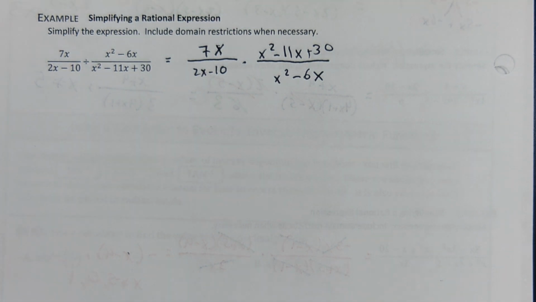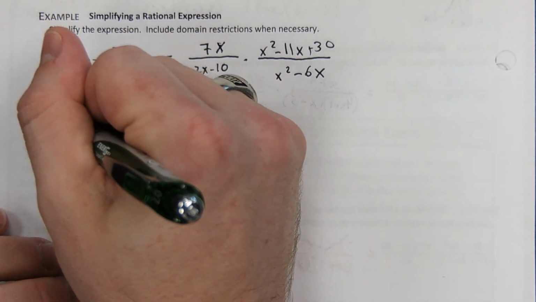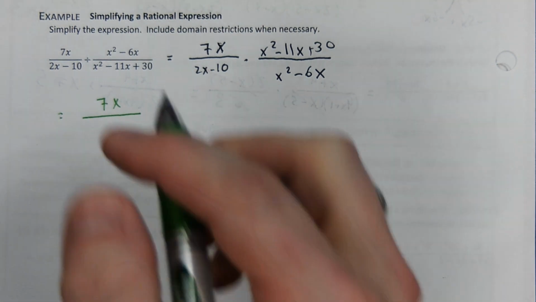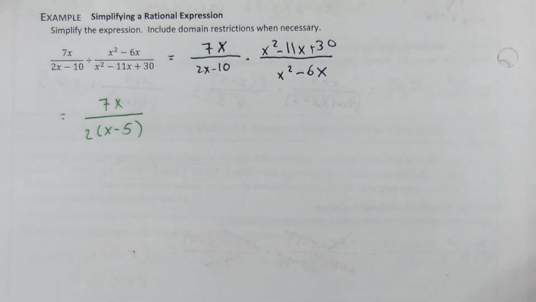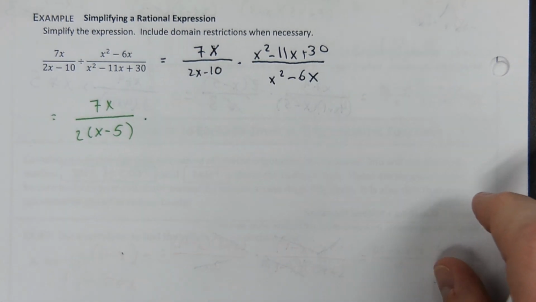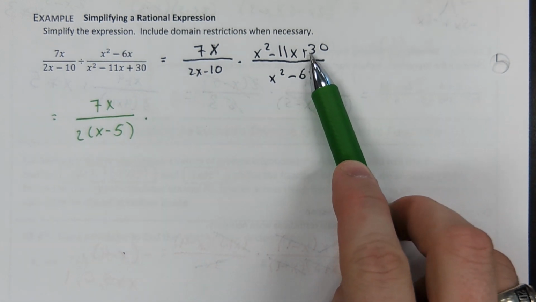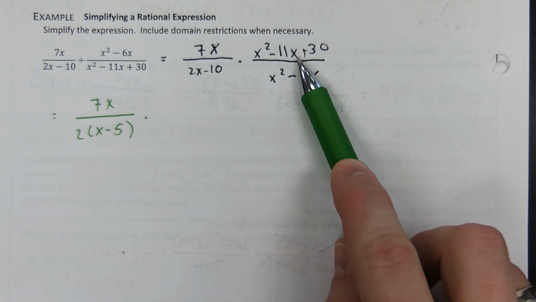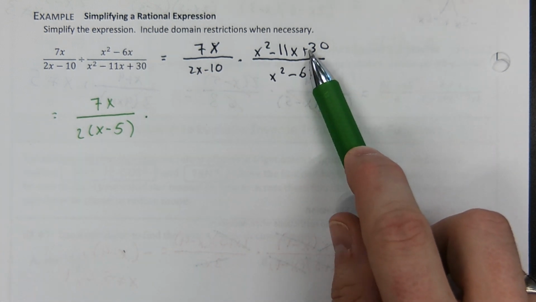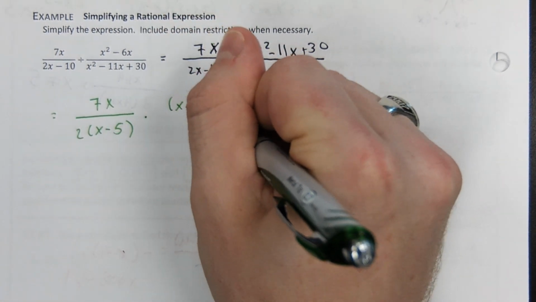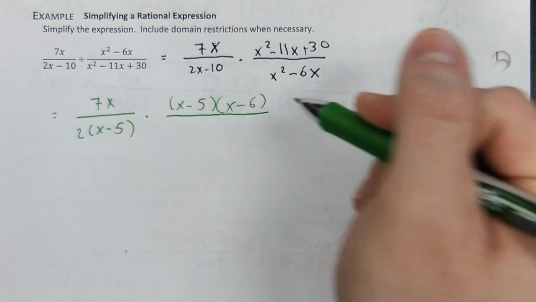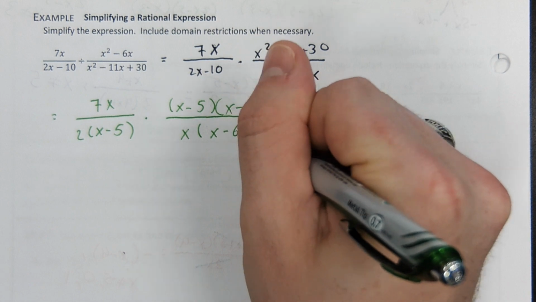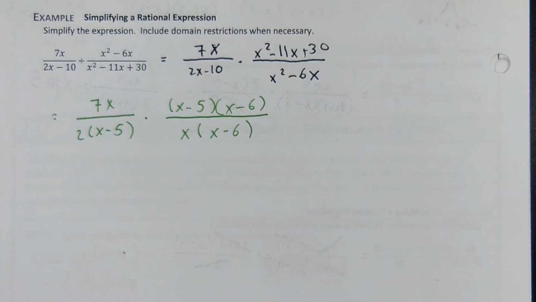Factor everything that you can. 7x is 7x. Can't do anything. However, 2x minus 10, those are both even numbers. Got a GCF of 2. Might as well pull it. Undistribute that. We just did x squared minus 11x plus 30 on the other side of the notes. Well, kinda. We said that the two numbers that multiply to positive 30 and add to negative 11 were negative 5 and negative 6. But this time I can actually just write x minus 5 times x minus 6. And on the bottom, GCF of x. We're finished factoring.